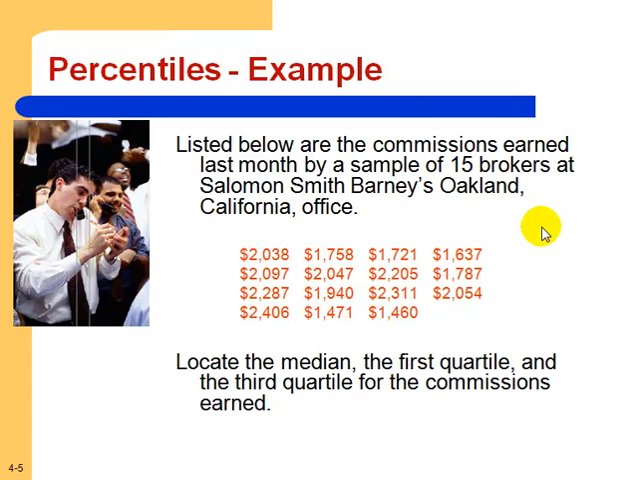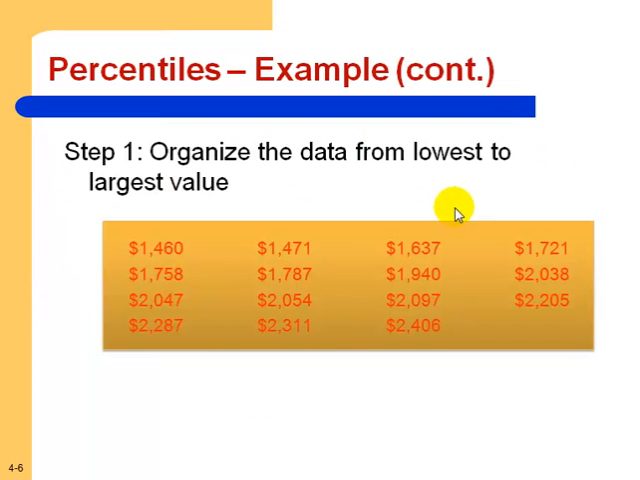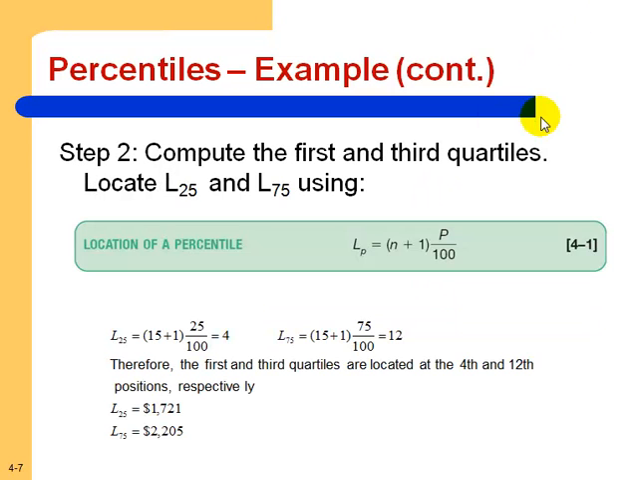Let's check the example. Listed below are the commissions earned last month by a sample of 15 brokers at this company. Locate the median, the first quartile, and the third quartile for the commissions earned from these numbers. First step, we organize the data from the lowest to the largest value. Our purpose is to try to find the location of the 25th and the 75th. So step 2, we compute the first and the third quartiles. Locate L sub 25 and L sub 75 using this formula.